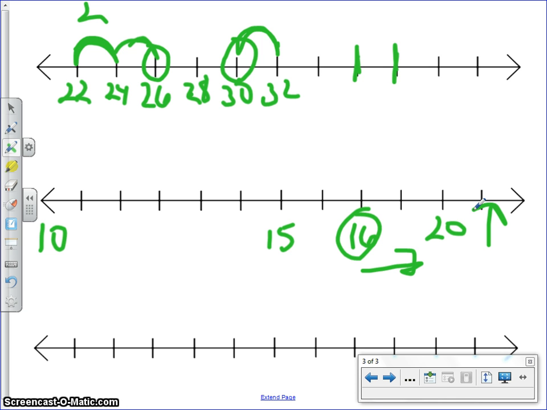And they also help us to organize numbers and find patterns and so on.